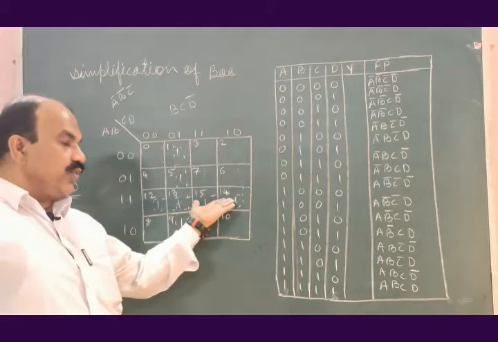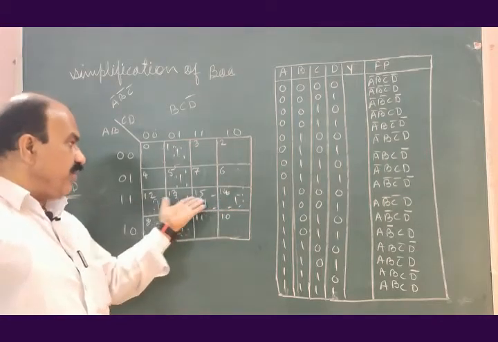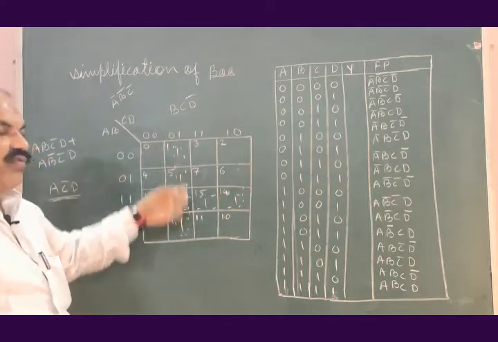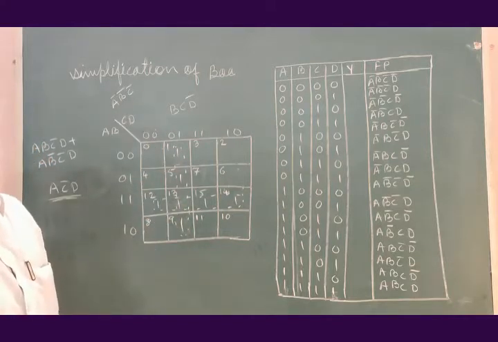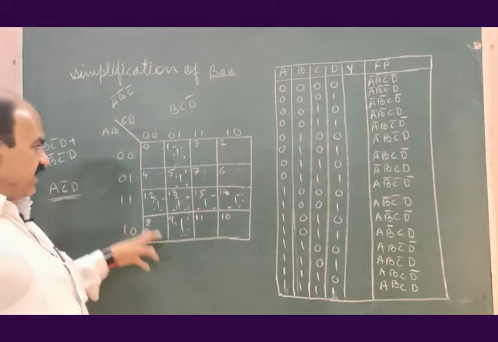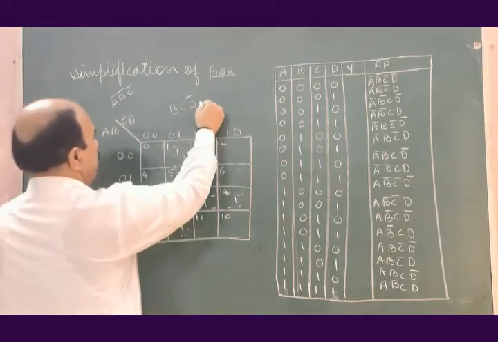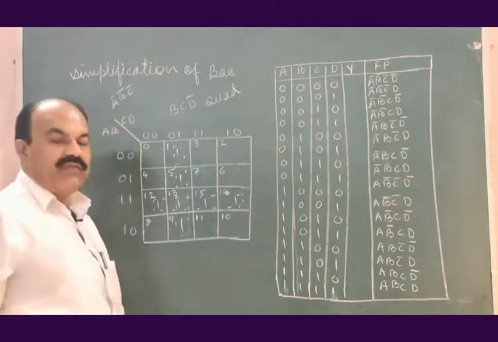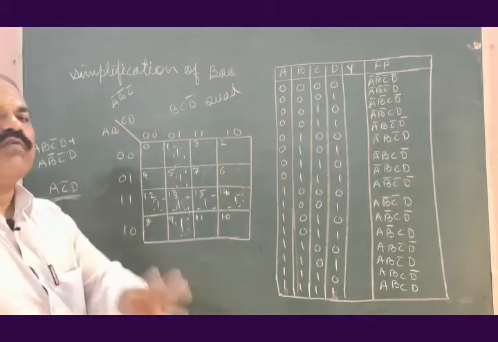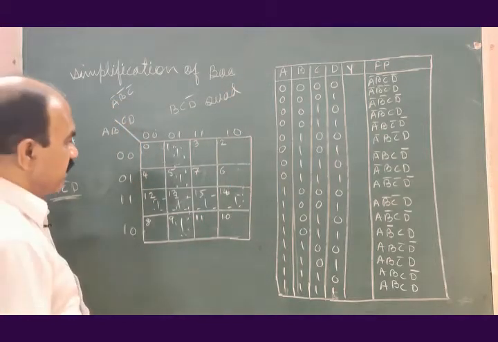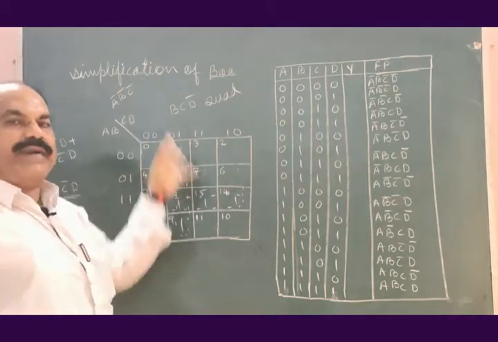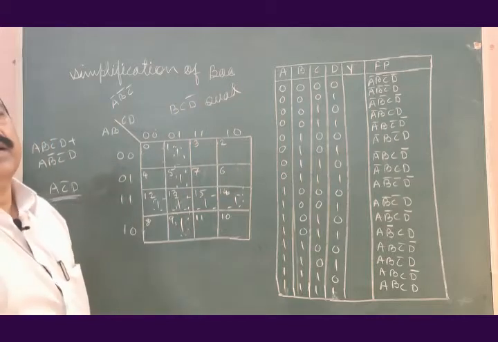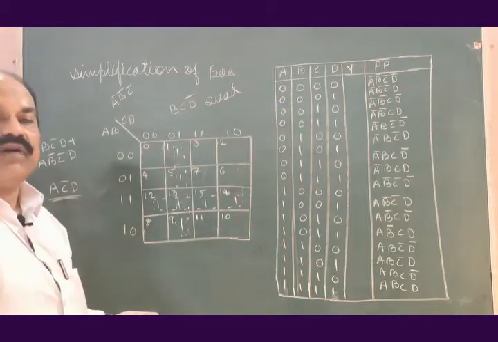This is a group of four ones adjacent horizontally. This is a group of four ones adjacent vertically. So this is a quad. This is also a quad. Whenever we form a group of four ones, either horizontally or vertically, that group is known as a quad. Why form a quad?